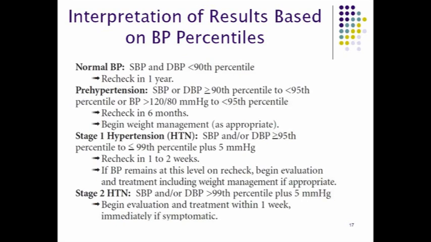If they are at the stage 1 hypertensive level, so that's a systolic or diastolic blood pressure at or above the 95th percentile but below the 99th percentile, and you can add 5 millimeters of mercury to this, which adds a little level of confusion to it, and that's why I think electronic resources are so helpful, you should recheck the blood pressure relatively soon. And if it remains at this level, you can begin some evaluation, which we'll discuss in a moment.